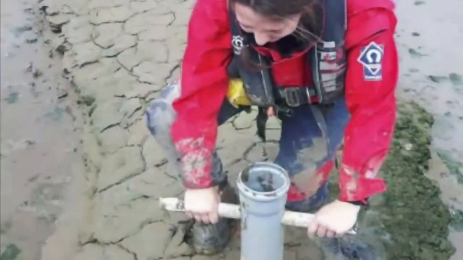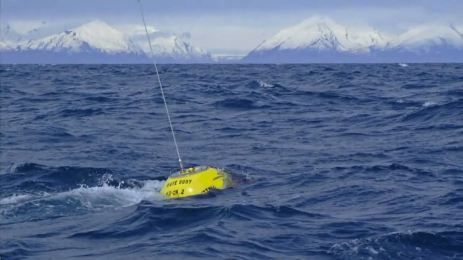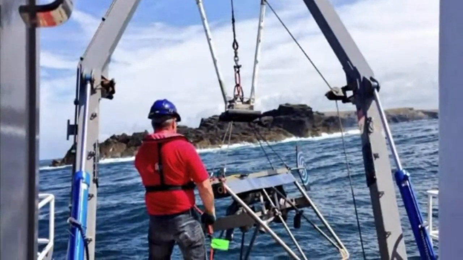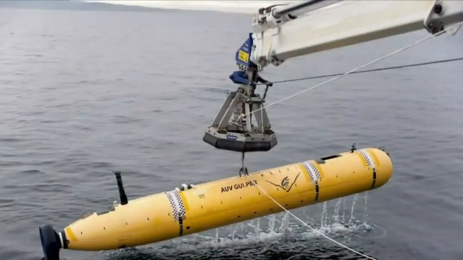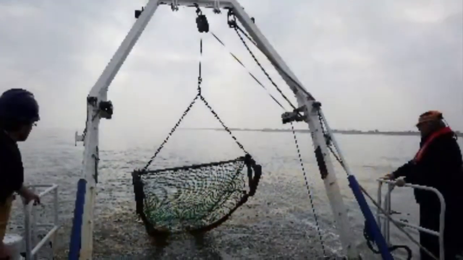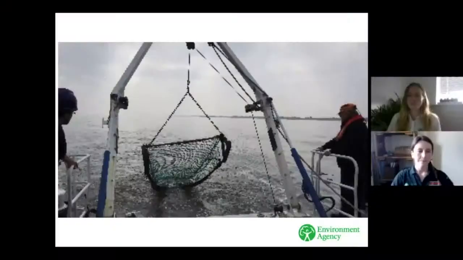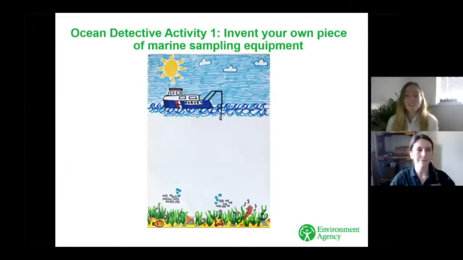Have a look at all these different types of survey equipment that we might use on board and other people within the marine industry might also use. Think about all the types of habitats and species in the marine environment and what clues you can collect to help monitor. So Detective, if you would like to design a piece of survey sampling equipment, please download the activity below in the video on the Resources tab.